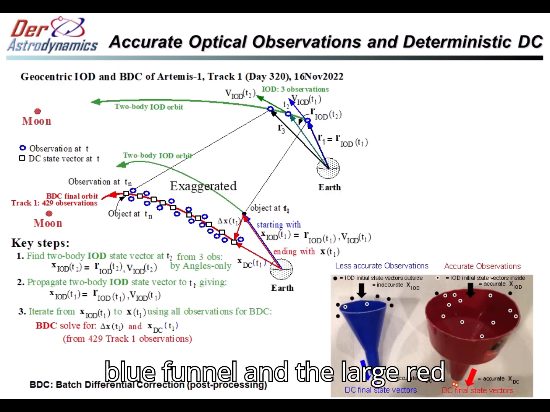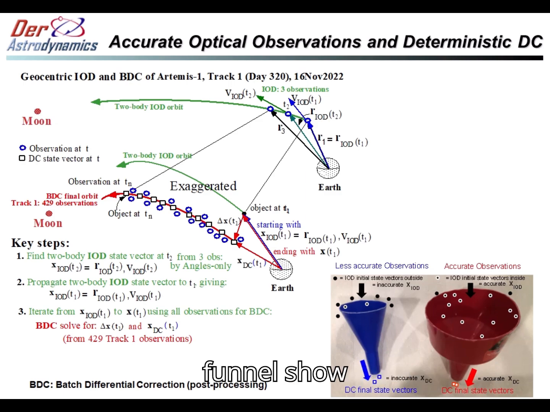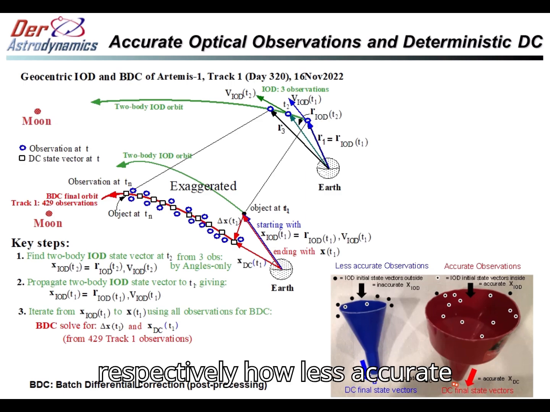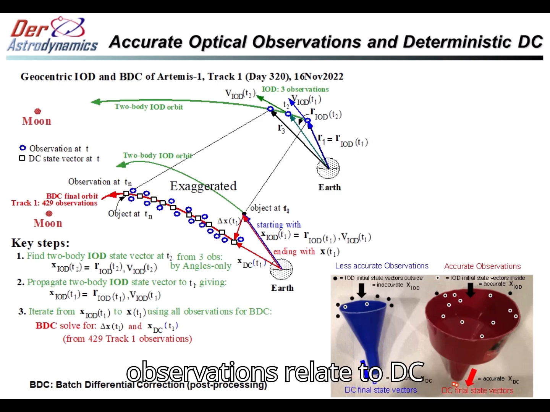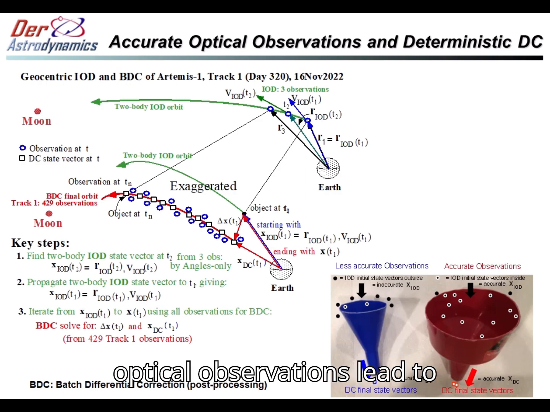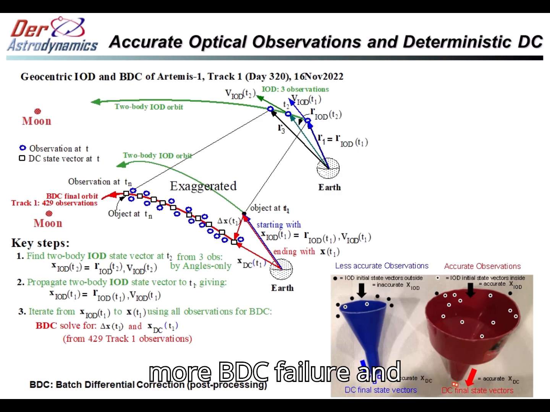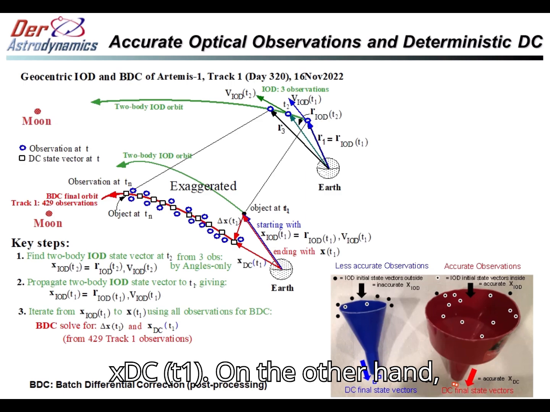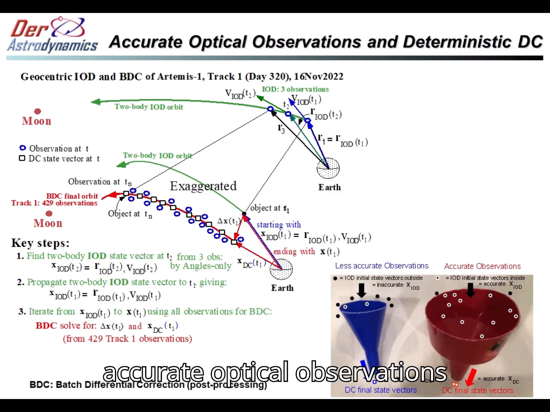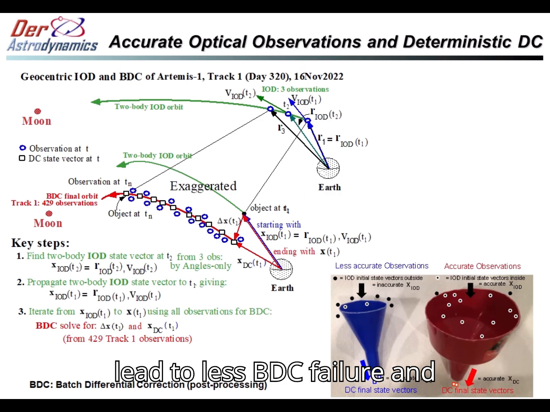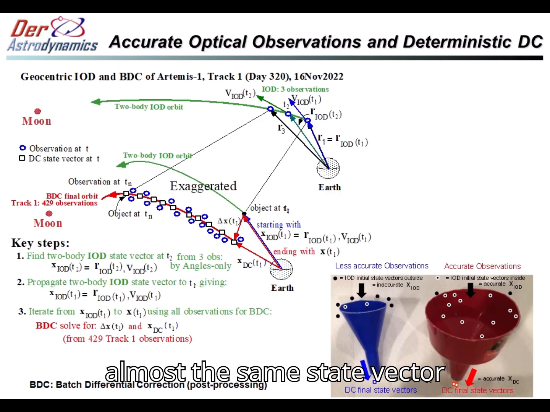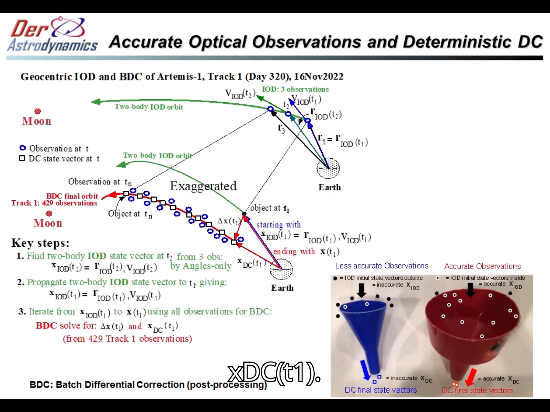The small blue funnel and the large red funnel show respectively how less accurate observations and accurate observations relate to DC convergence. Less accurate optical observations lead to more BDC failure and multiple state vectors XDC T1. On the other hand, accurate optical observations lead to less BDC failure and almost the same state vector XDC T1.